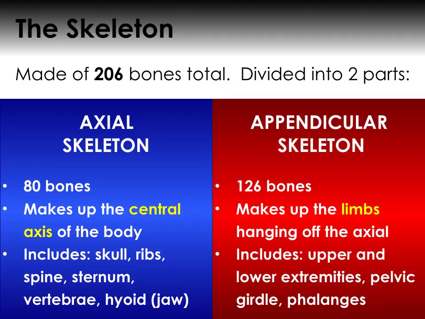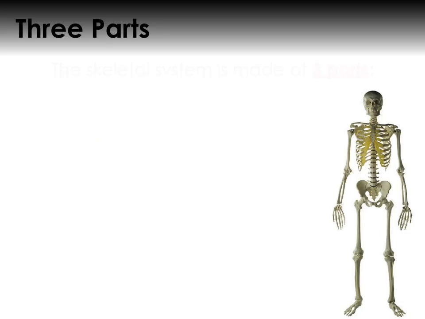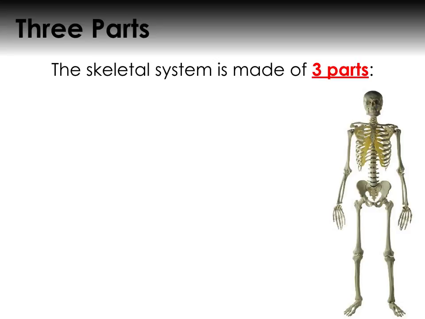The appendicular skeleton has the other 126 bones. It makes up the limbs hanging off of the axial skeleton. It includes both the upper and lower extremities, the pelvic girdle, and the phalanges. Here's a picture illustrating that. Axial skeleton again making up that central axis, and the appendicular skeleton containing the limbs that hang off the central axis.